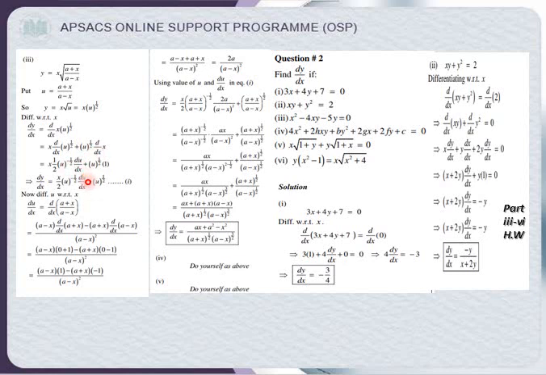Simplification. Now differentiate u with respect to x. First we do y with respect to x and then u with respect to x. So du upon dx, u upon v we apply, so this is the answer of du upon dx. By the formula, what is the formula? Dy upon dx is equal to what? You can see that this is dy upon dx.